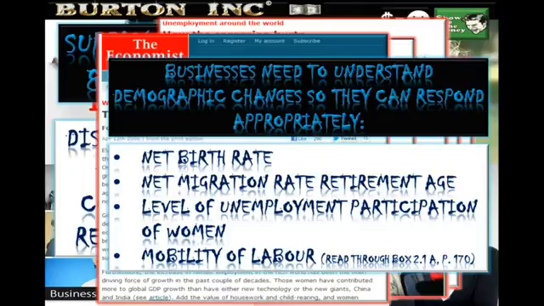Net birth rate. Countries with a high net birth rate will, in the long term, have a larger supply of human resources, making it easier to get the staff that you need. The net migration rate. Are more people coming into your country than leaving the country? If the net migration figure is positive, then the supply of human resources will increase.